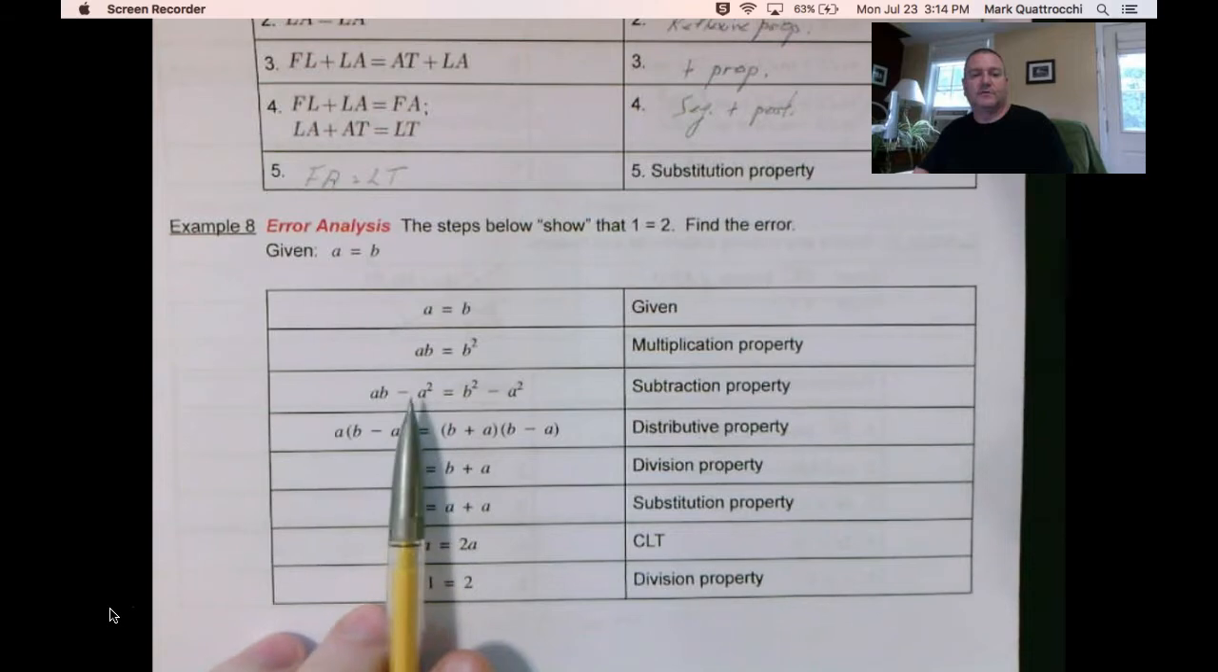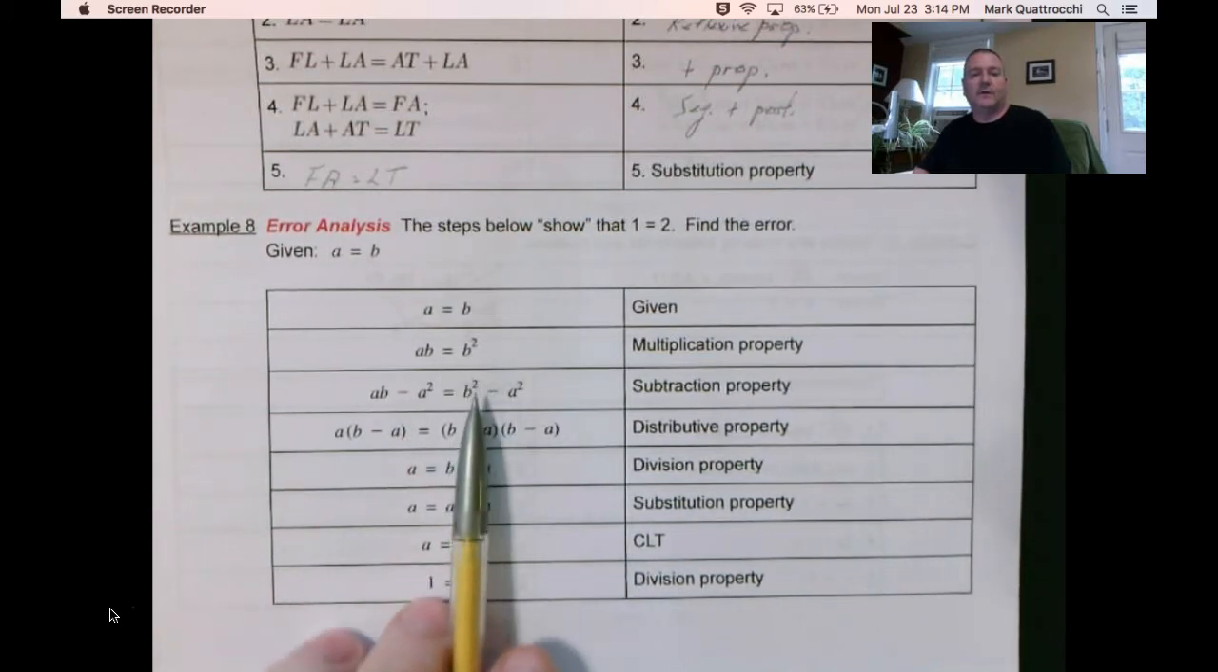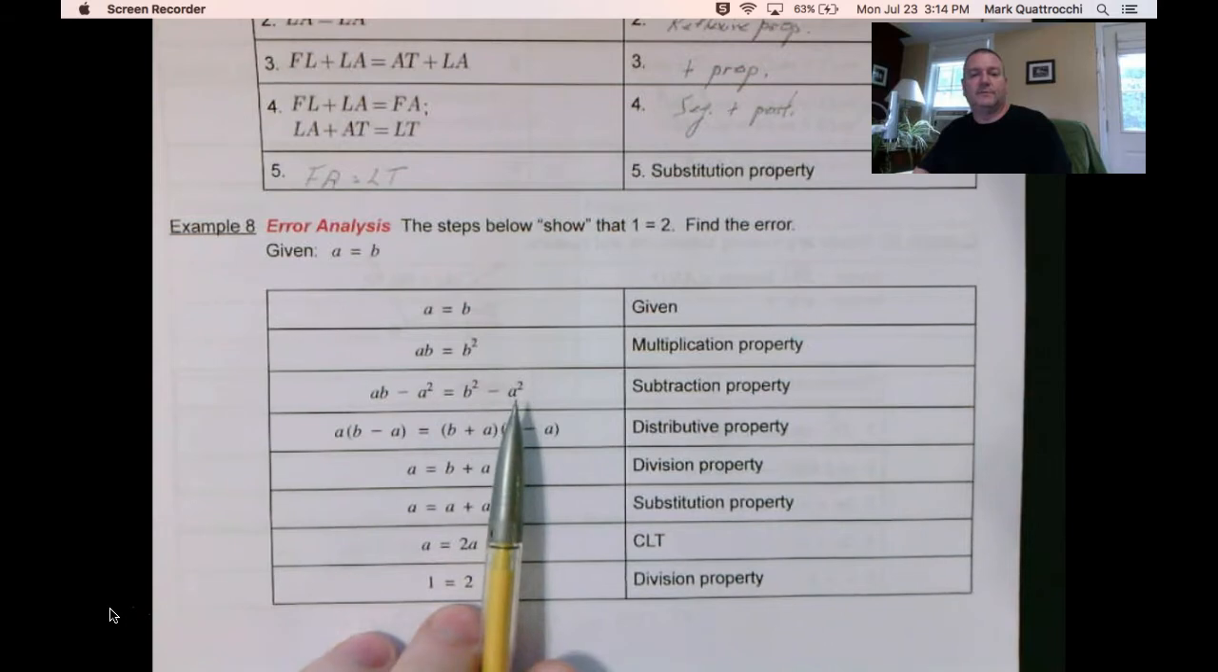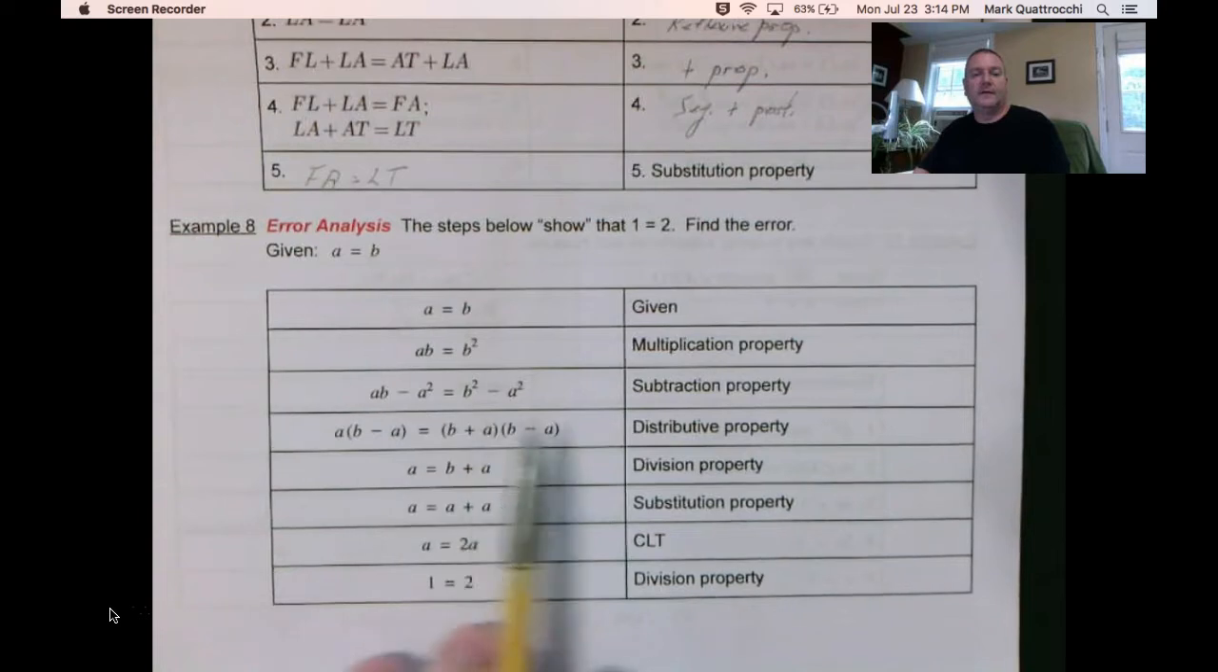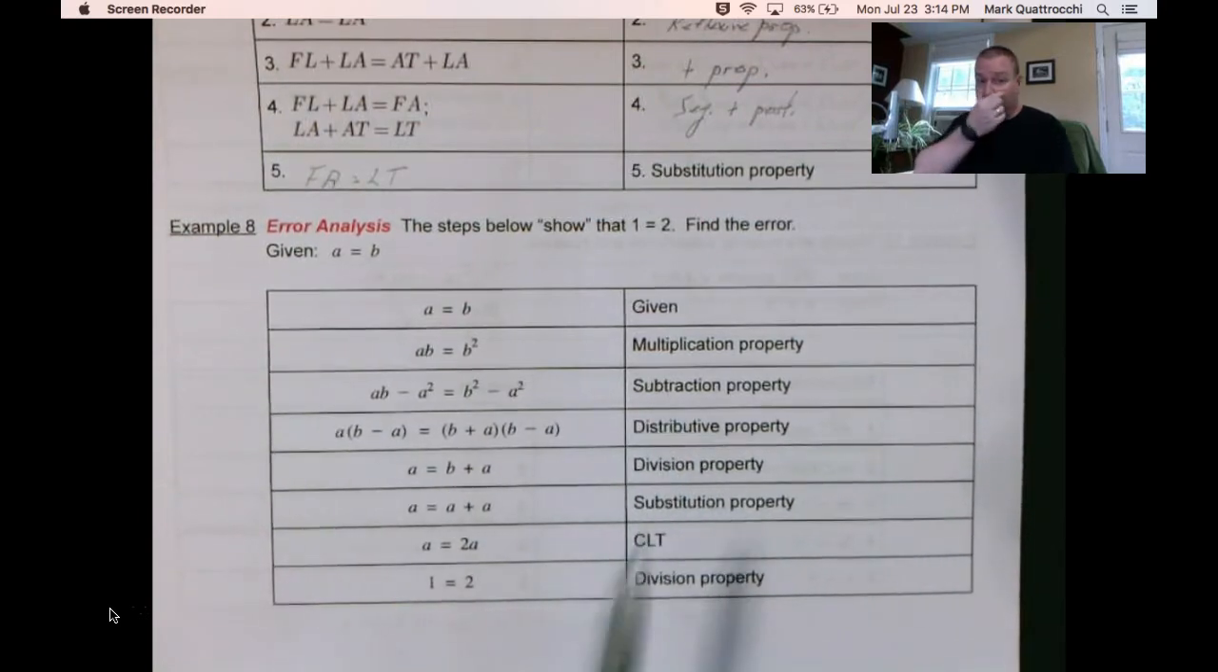It looks like we've subtracted an A squared from the left side. We have the B squared still here, and it looks like we've subtracted the A squared again. So it looks like we've subtracted equal things from the left and the right. Subtraction property. That seems okay.